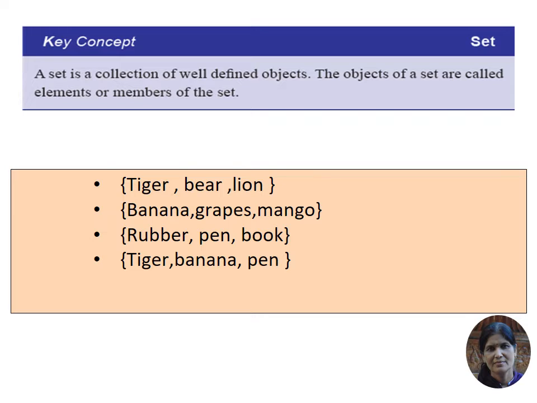Now coming to the fourth example, one tiger is there, one banana is there and one pen is there. So can you say that it is a collection of, yes, you cannot say it is a collection of fruits or animals or study material. So these elements are not well defined. So the fourth example is not a set, but the first, second, third are sets.